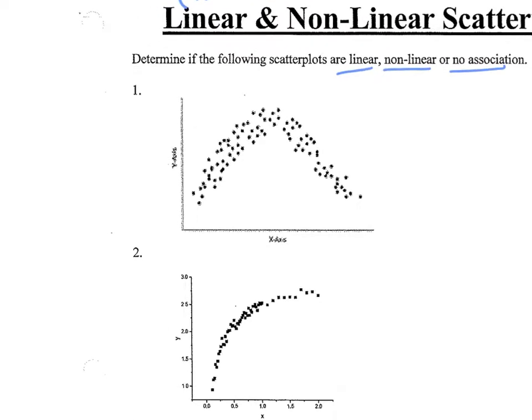So on number 1, I've seen a lot of kids over the past couple days, they'll draw straight lines. That's true, but we're looking for one straight line. So in this case, it would be non-linear because technically there would be 2. And there is a trend, so there's an association. It's positive and then it turns negative.